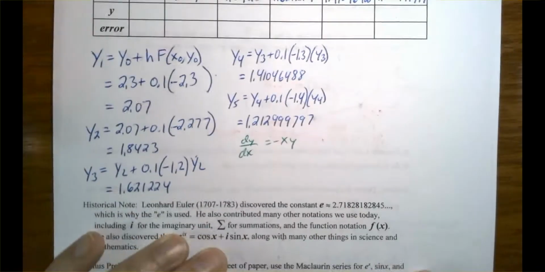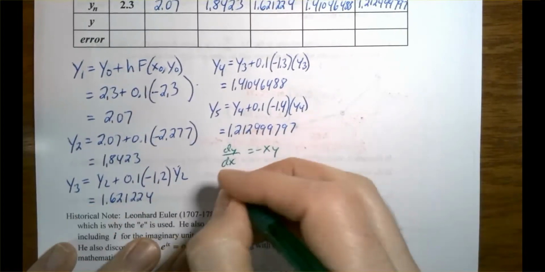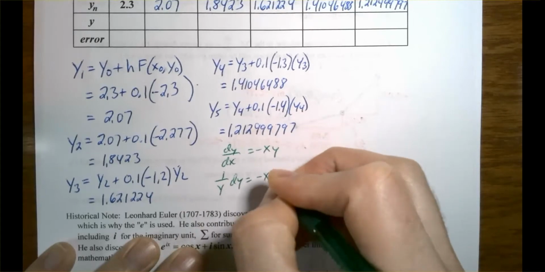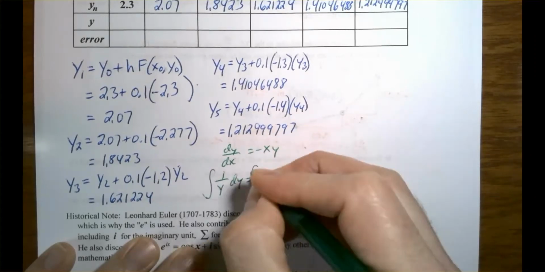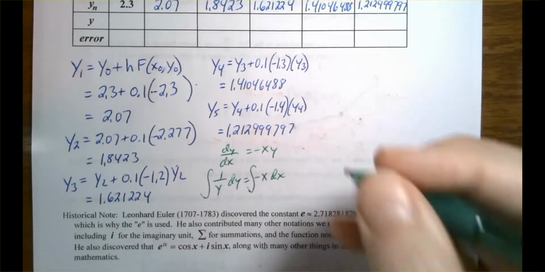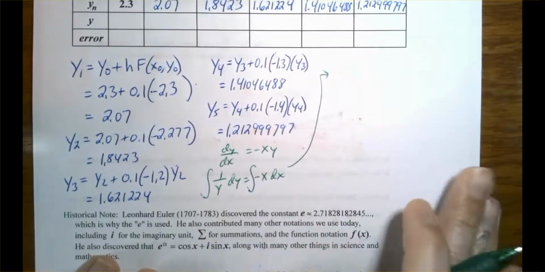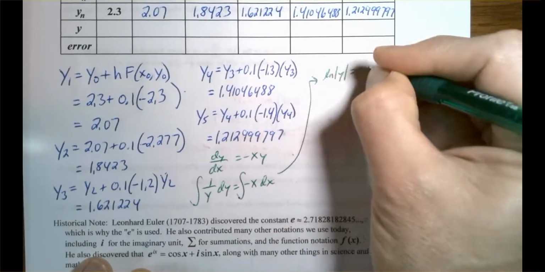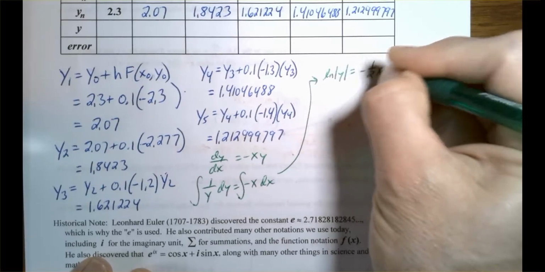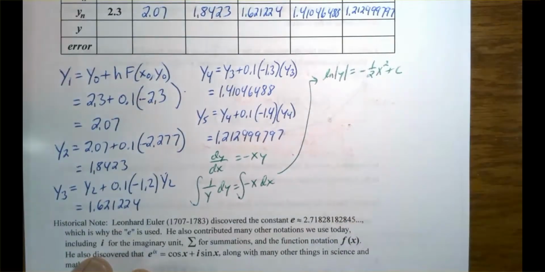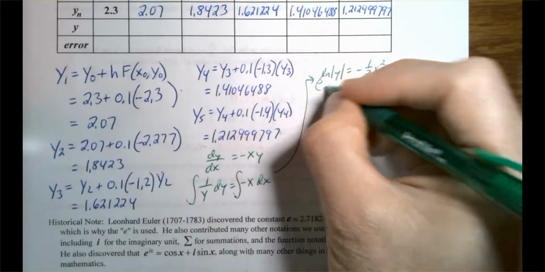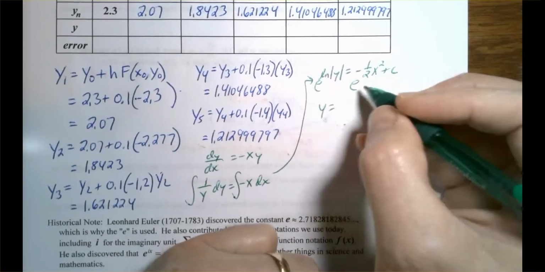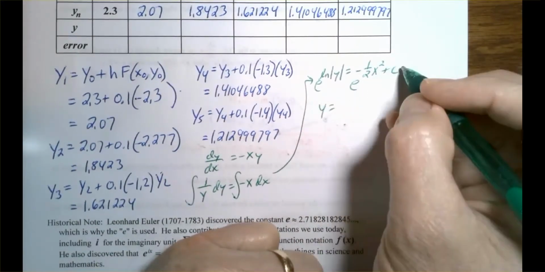I can separate and integrate this. This gives me 1 over y dy is equal to negative x dx. So I've separated it. Now integrate. On the left-hand side, that gives me the natural log of the absolute value of y. And on the right, it's negative 1/2 x squared plus a constant. Raising e to both sides, the absolute value of y will equal all of this.